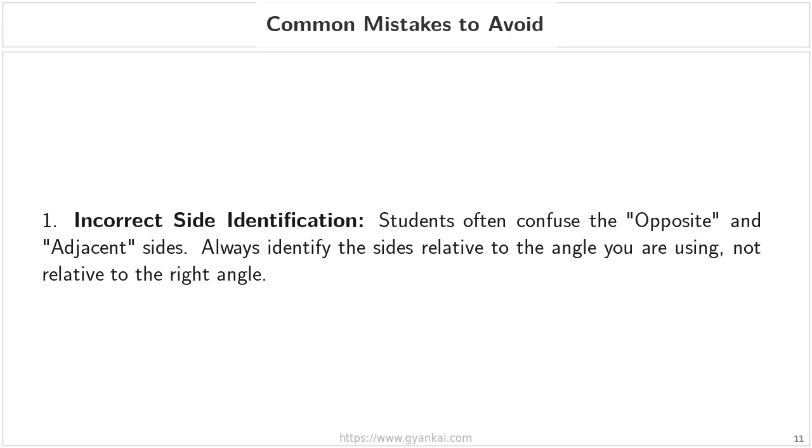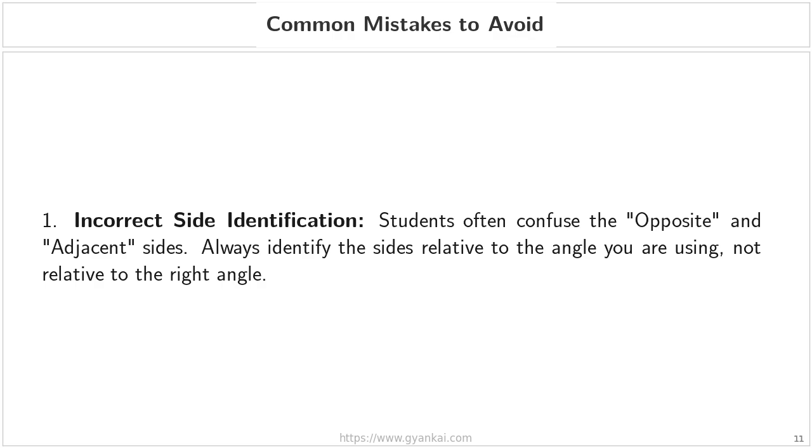First, there is the issue of incorrect side identification. It is very common to confuse the opposite and adjacent sides. Remember, these labels are not fixed. They change depending on which angle you are focusing on. To avoid this, always identify your sides relative to the specific acute angle you are using, rather than just looking at the right angle.